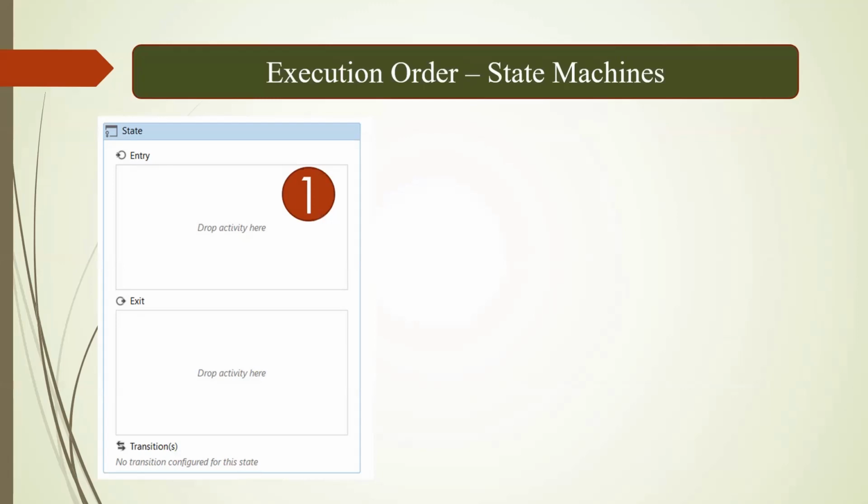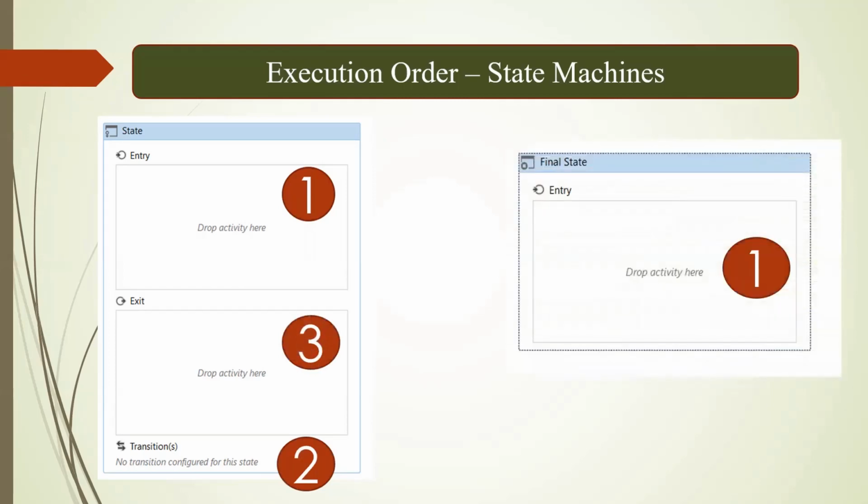Whatever code you have written in the entry block will get executed first. Second, whatever you have specified in the transition will get executed. And once the transition is confirmed, whatever you have specified in the exit block will get executed. If you understand this diagram, you would easily be able to understand the RE framework. I'll just repeat: first the entry is executed, then the transition, and then the exit. And then there is one state called the final state, which has only one section, the entry block. Just remember this, because this is the foundation of the RE framework.